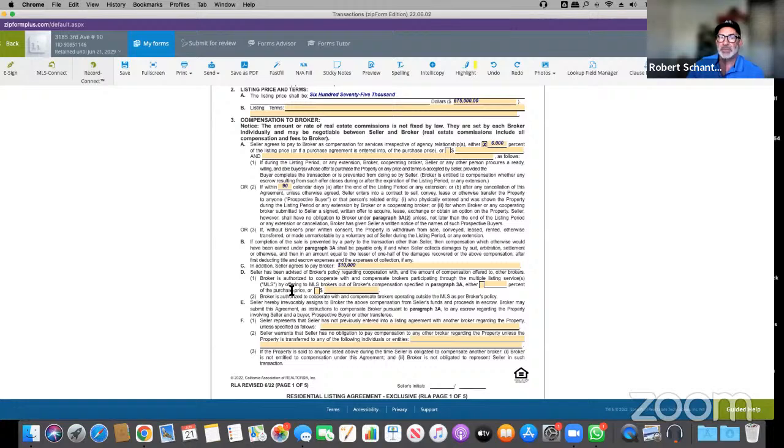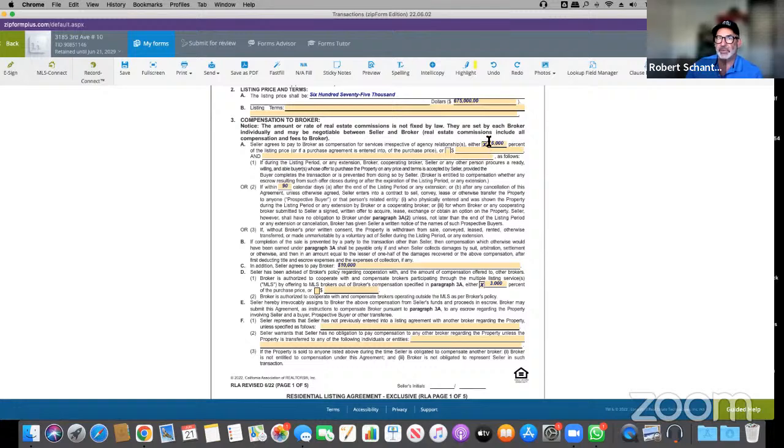Section D now talks about the cooperating broker compensation. Up here was the full 6%. Now we're going to put it on the MLS and we're going to offer a percentage to agents that are members of the board, the MLS, to come in and show the home, and we're going to pay them to do it. And that's what this paragraph states right here. So we're going to take it at 3%. In other words, we're going to pay any cooperating broker 3%.